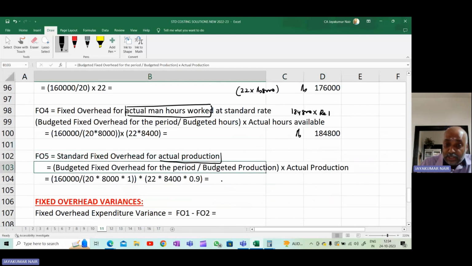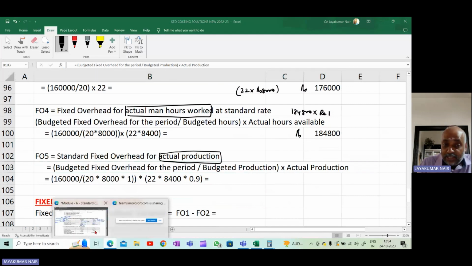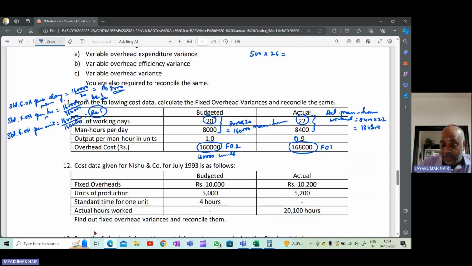Actual production means how many units did you produce? Per unit, it is 1 rupee. If you produce 1 unit, it's 1 rupee. But how many units did you actually produce? They are saying that the output per man hour is 0.9. So how many hours did you work? 1,84,800 man hours you worked. And per man hour, the output is 0.9. That means 90% of 1,84,800.